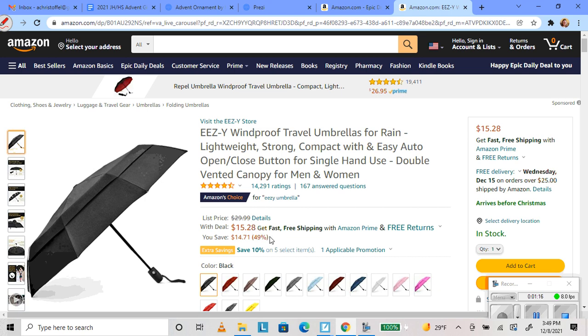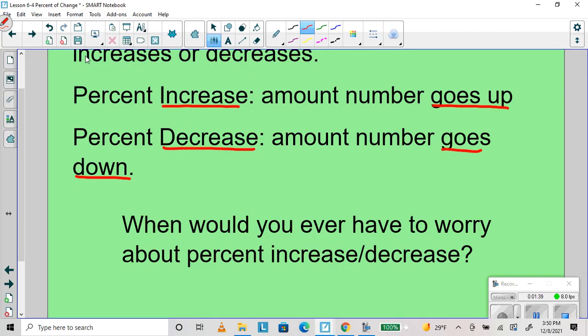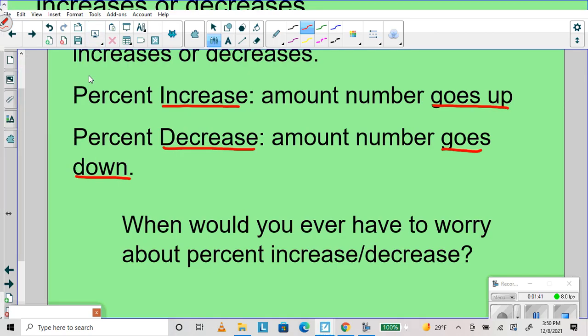It's telling me the percent that it changed. A lot of times it'll have it up here, listed right here. It'll be like, oh, decrease by 52%. So Amazon uses this all the time when they have different percents and different sales and things like that. So that's a time that you would see it if you're an Amazon user. So how do you figure this stuff out? Let's do it.